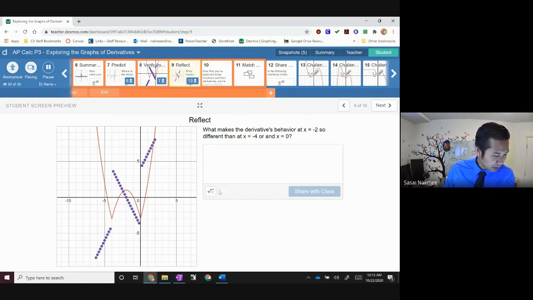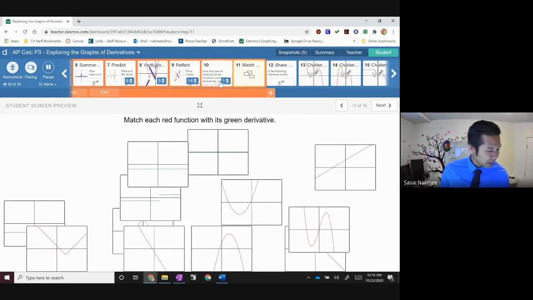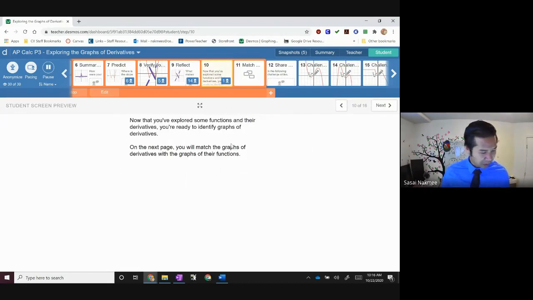Once you get that answered, you can go ahead and move on. I'm going to take a look at some of these answers, but before I do, I just wanted to share what the next slides are. On this slide here, they're going to tell you what's going to be happening on the next couple of slides.